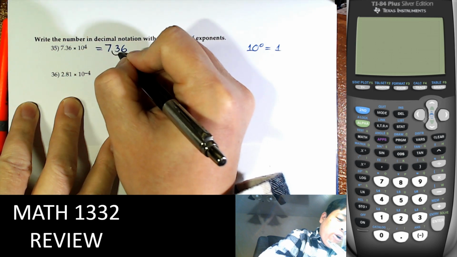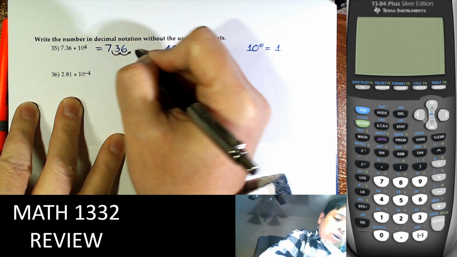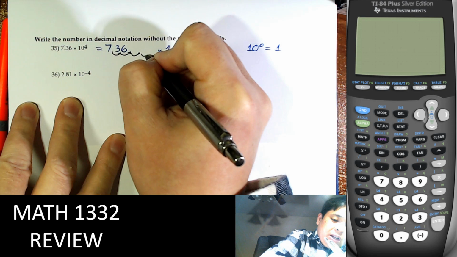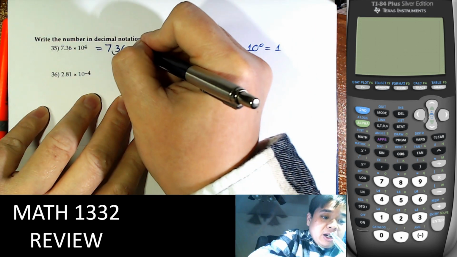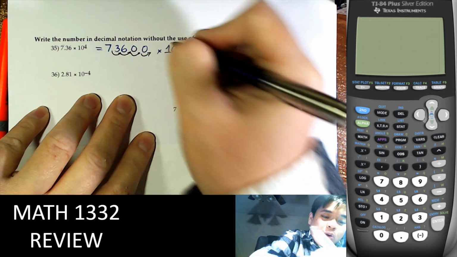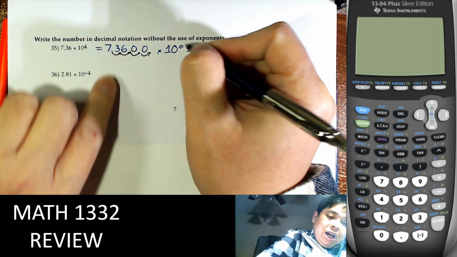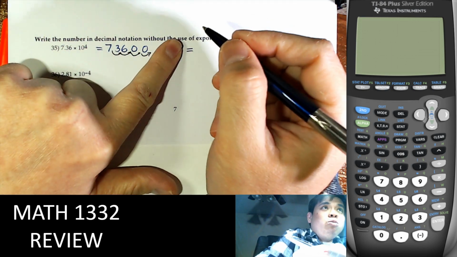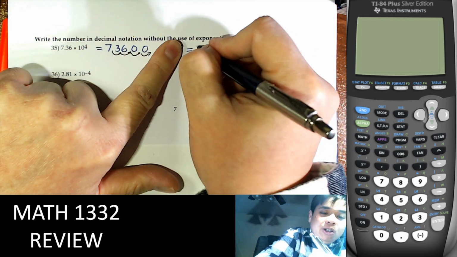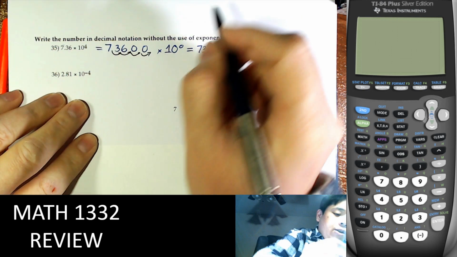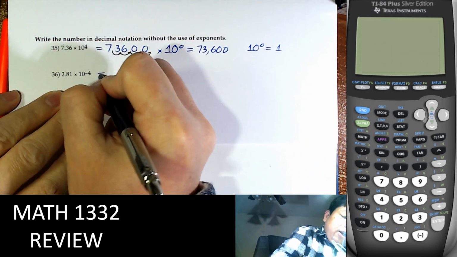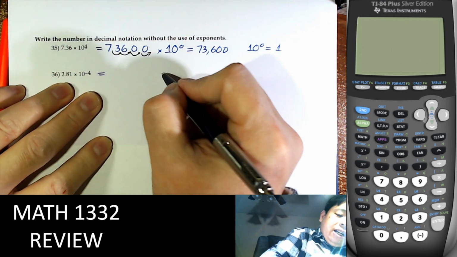So I have to move 4 places to the right. 1, 2, 3, and 4. So in that case, we make the number bigger where the power goes smaller. So that power of 10 to the 0 power is 1. So we just have 73,600. Right, next. We have the power of 10 to the negative 4.